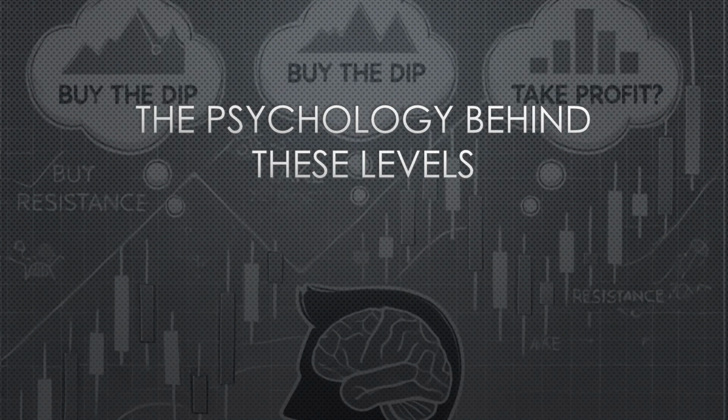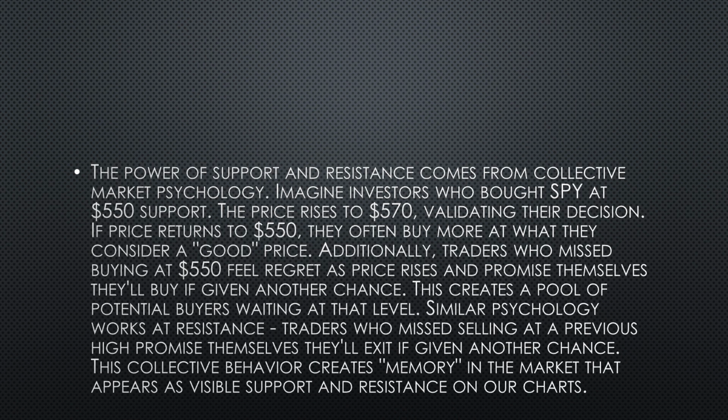The psychology behind these levels. The power of support and resistance comes from collective market psychology. Imagine investors who bought the SPY at 550 support. The price rises to 570, validating their decision. If the price returns to 550, they often buy more, at what they considered a good price. Traders who missed buying at 550 feel regret as the price rises and promise themselves that they'll buy if given another chance. This creates a pool of potential buyers waiting at that level.